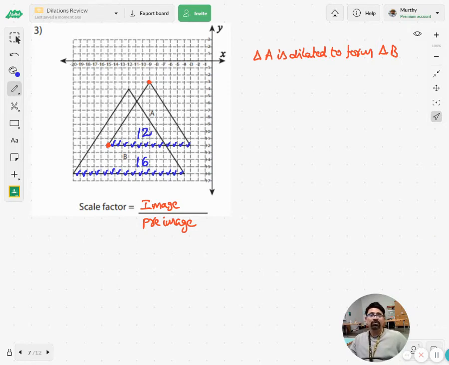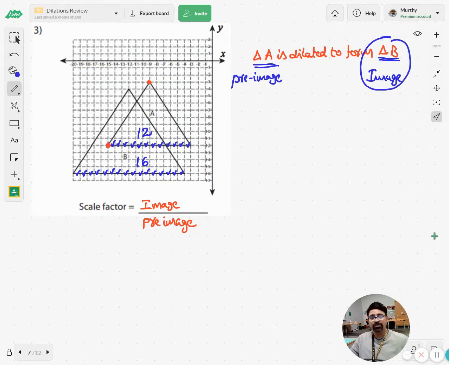Which is the image and which is the pre-image? The first one is the pre-image, and the second one is the image. Therefore, the image is the B value, so I have to take 16. You have to be really careful while entering the values. I know that sometimes students get confused, and instead of the image they write the pre-image value, and instead of the pre-image they write the image value. So you have to be careful. This is 16 over 12.